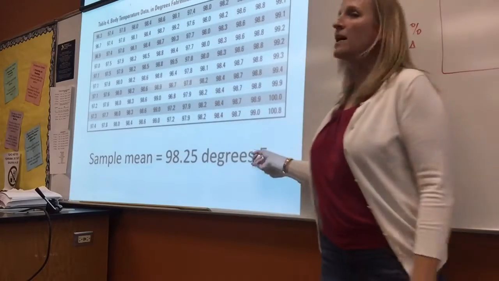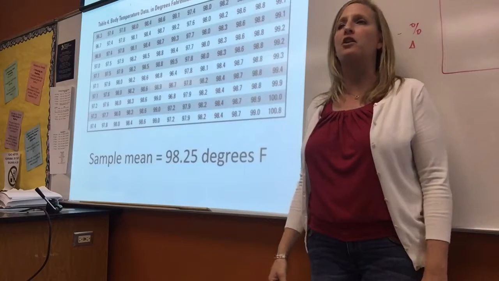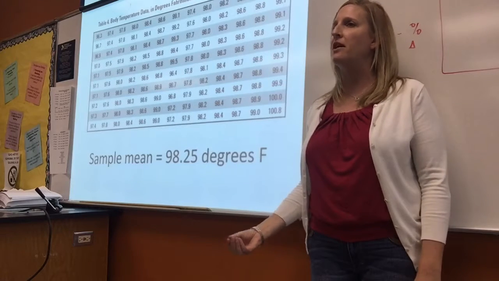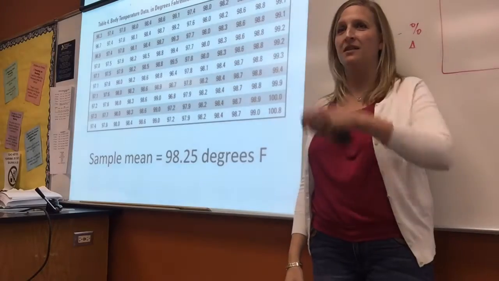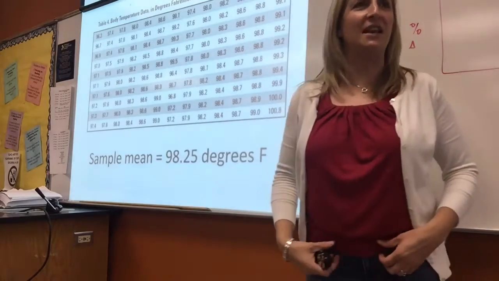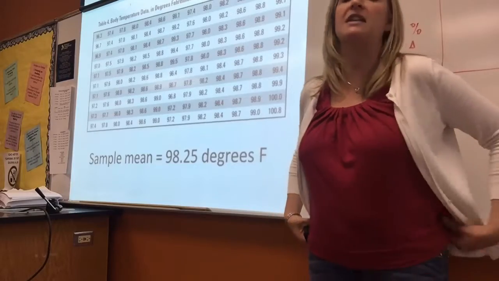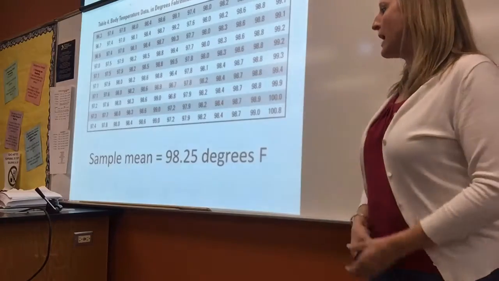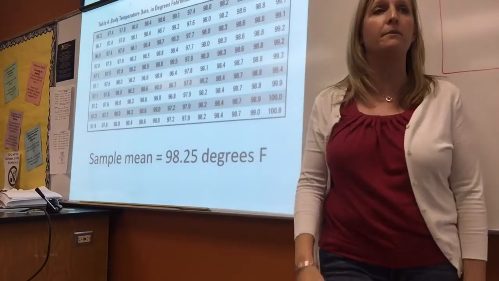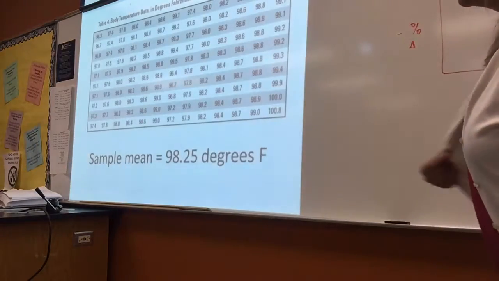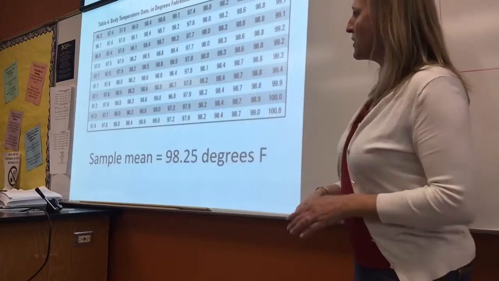What is the average mean for the human population in general? Did you guys know that? 98.6. You've probably heard that number before. It's the average human internal body temperature. So you can see that this group doesn't quite meet that 98.6 average, and we're going to talk about what that means as well.